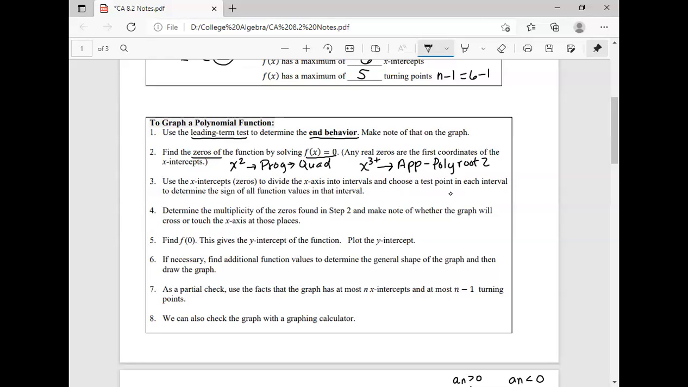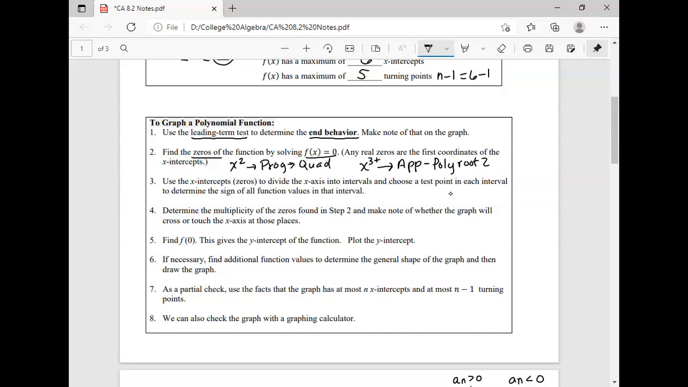You're going to use the x-intercepts to divide the x-axis into intervals and choose a test point in each interval to determine the sign of all the function values in that interval. We're going to talk about that in just a minute. I think it'll help you better to look at that whenever we're going over that.